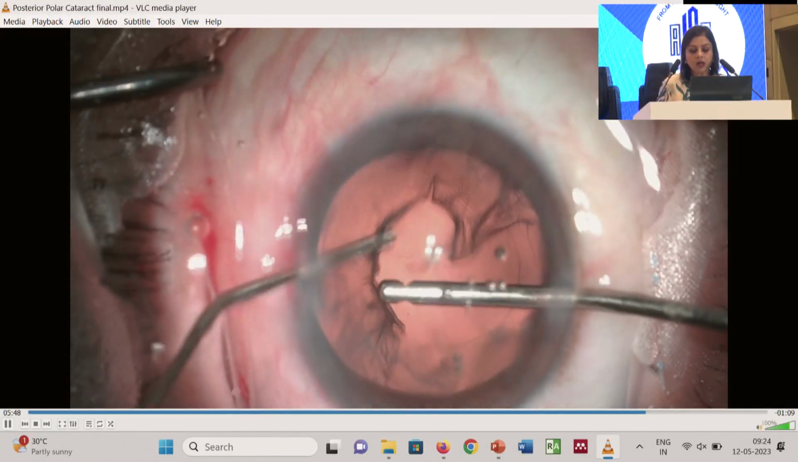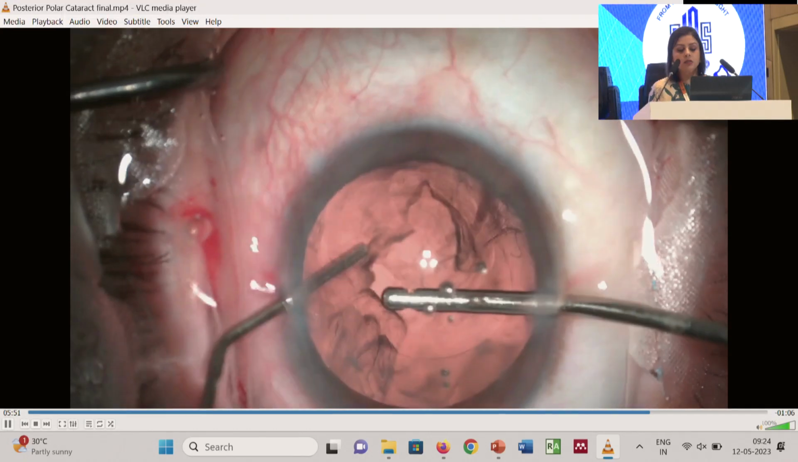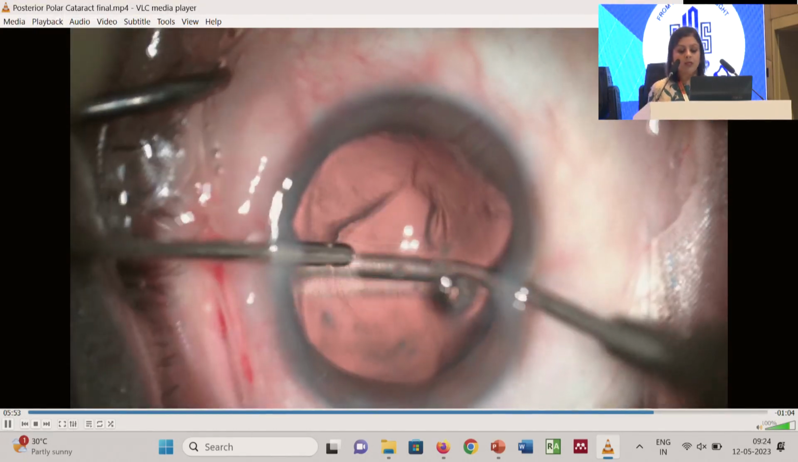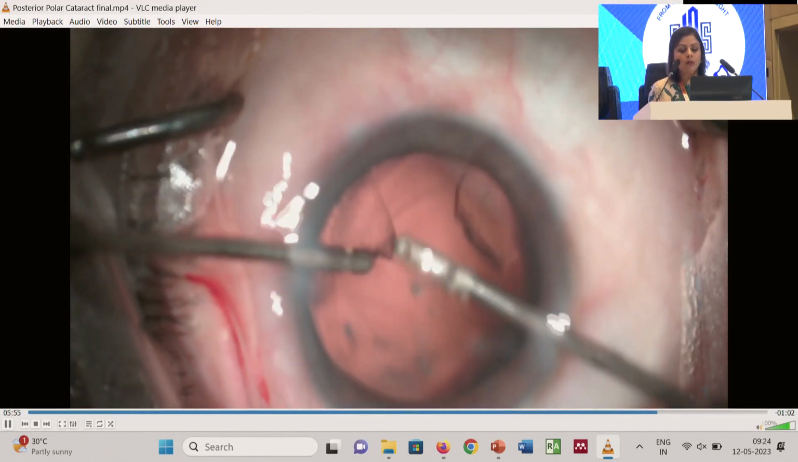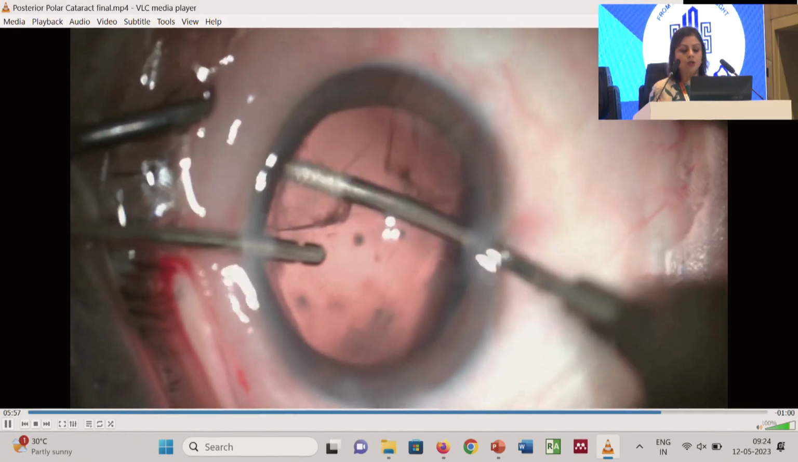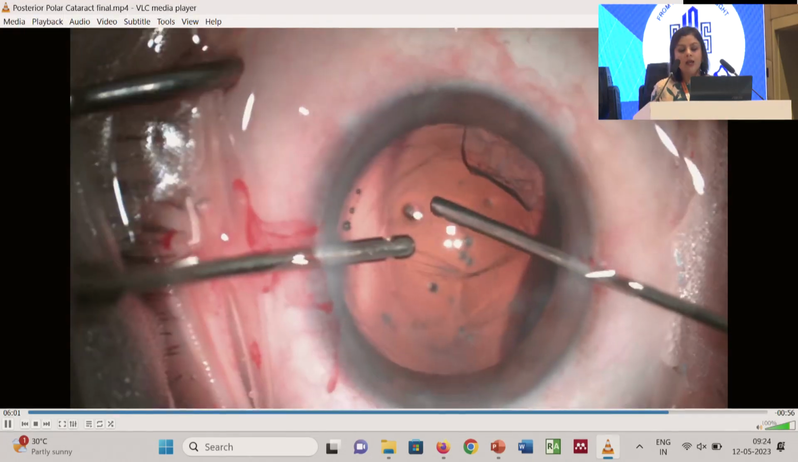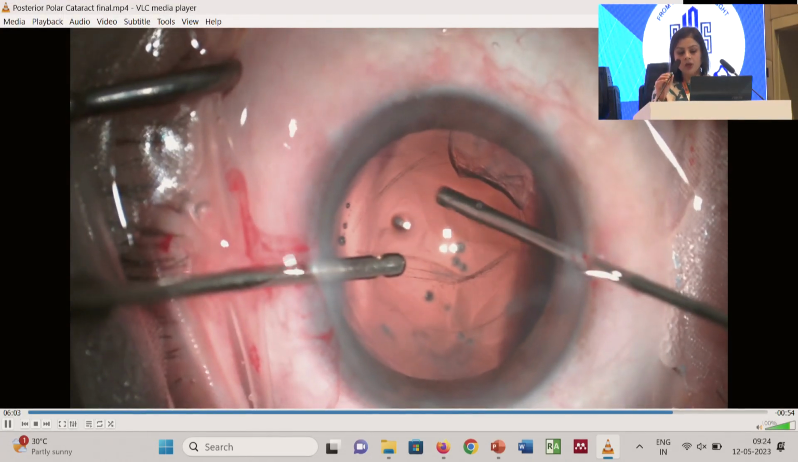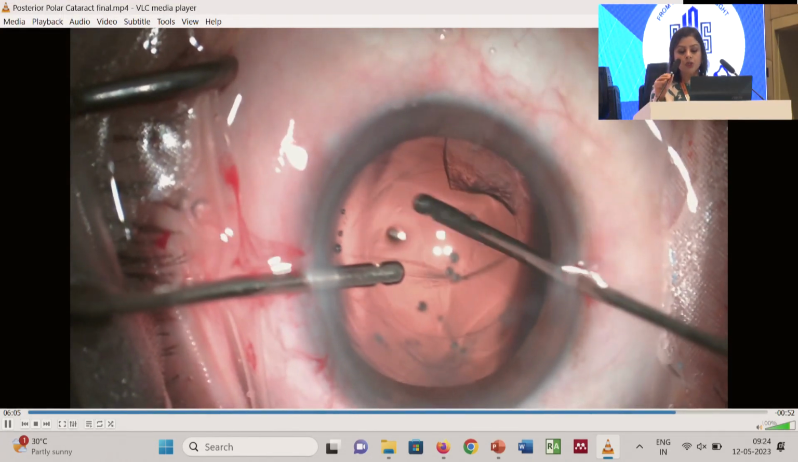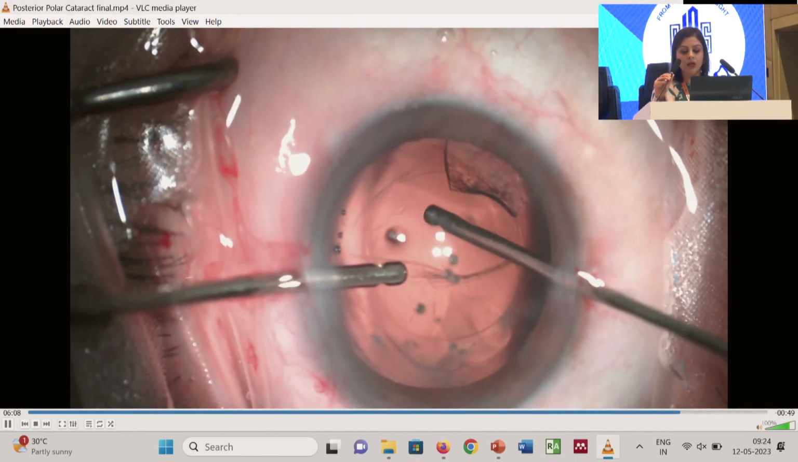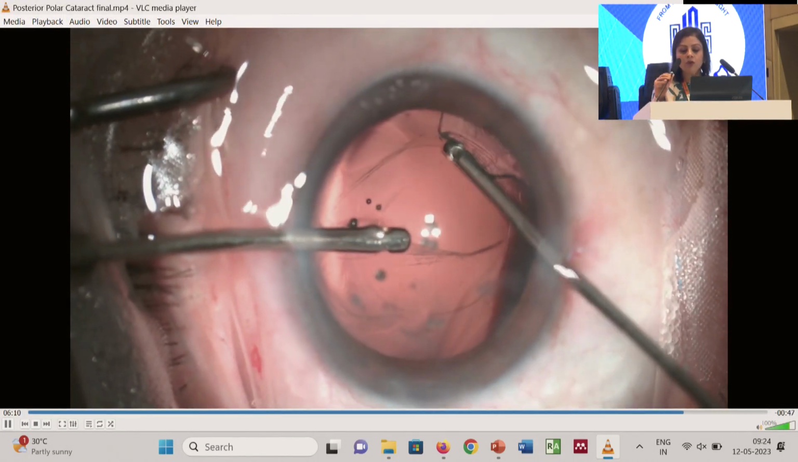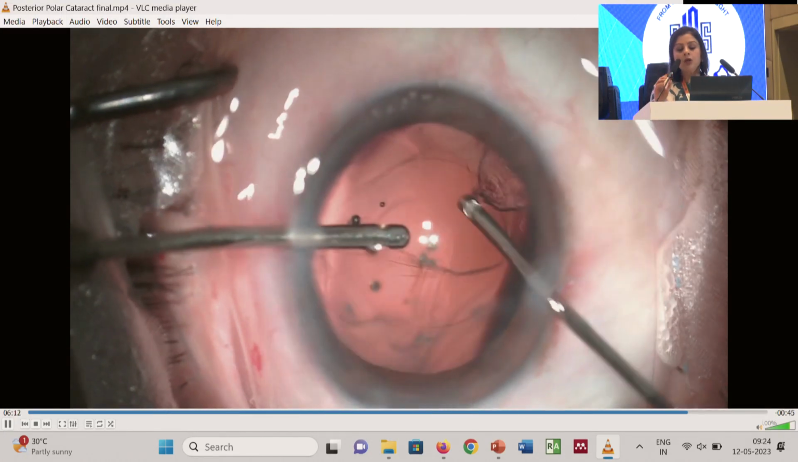So first I'm starting with the areas where there is no posterior capsular rupture, where the PC is intact, and then slowly moving to the areas where there is a posterior capsular rupture. Before we aspirate the cortex very close to the posterior capsular blowout, we are going ahead with our vitrectomy cutter again, and this leftover cortex I'm using the vitrectomy cutter to aspirate.